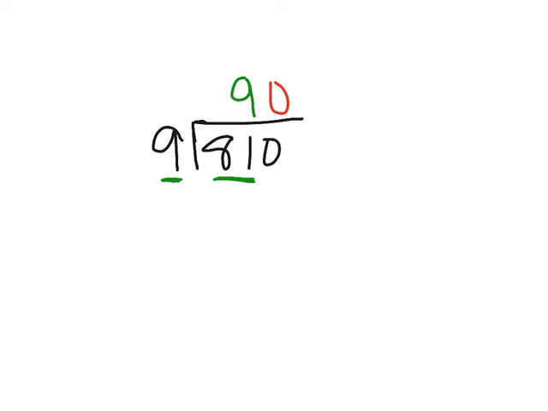And we can actually use what we learned about multiplying with zeros to check ourselves. 9 times 90, we just learned 9 times 9 is 81, and we just have to add that 0 at the end. And yep, 9 times 90 is 810, so we were correct. Let's do another example.